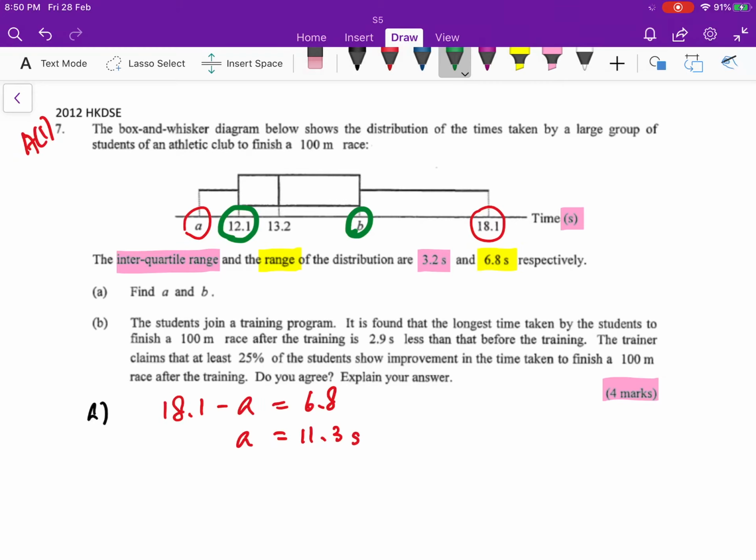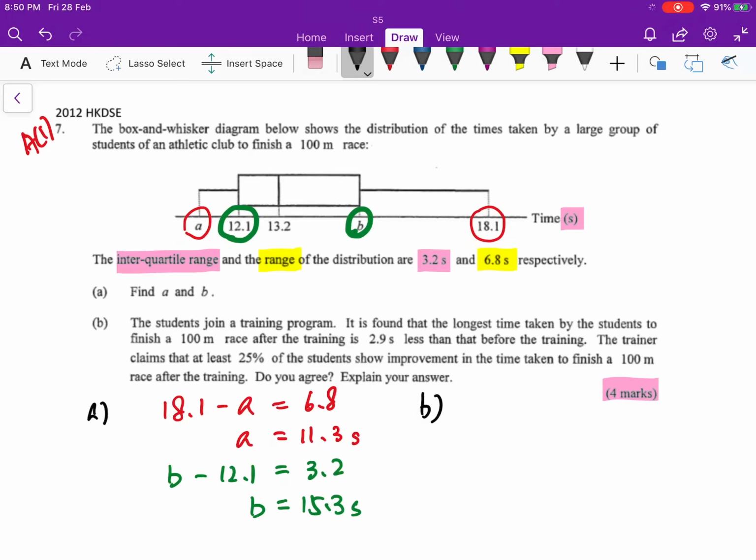Then the B part. The interquartile range is B minus 12.1. So we can say that this is just using Q3 minus Q1. So Q3 minus Q1 equals the interquartile range, 3.2 seconds. So we can find B also. It will be 15.3 seconds. So the A part is done. Not difficult, right?